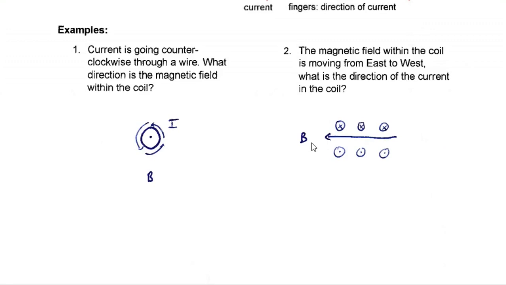For number 2, the magnetic field within the coil is moving from the east to the west. So it's moving in a western direction. This is the magnetic field, B. What is the direction of the current in the coil? This time you should be sticking your thumb to the left or westward. And if you do so and you begin to curl your hand, what you're going to notice is that your fingers are going to be pointing into the page above and out of the page below. And so that's what number 2 looks like.